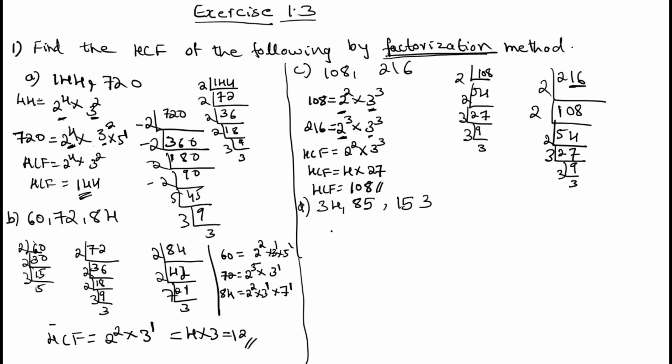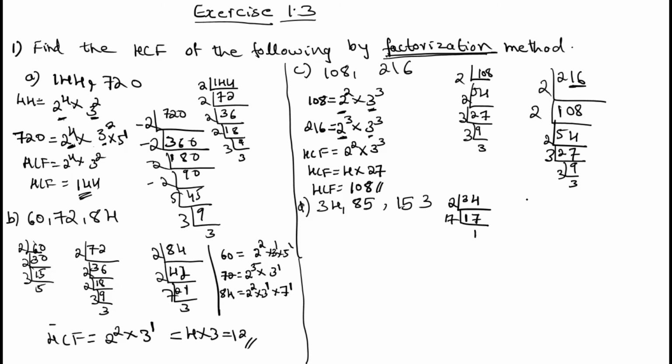Okay. See the next question. 34, 85, 153. First write the prime factorization. Consider 34. 2 17s are 34, then 17 is there, it's equal to 17 only, 17 1s are 17. Further simplification is not possible.